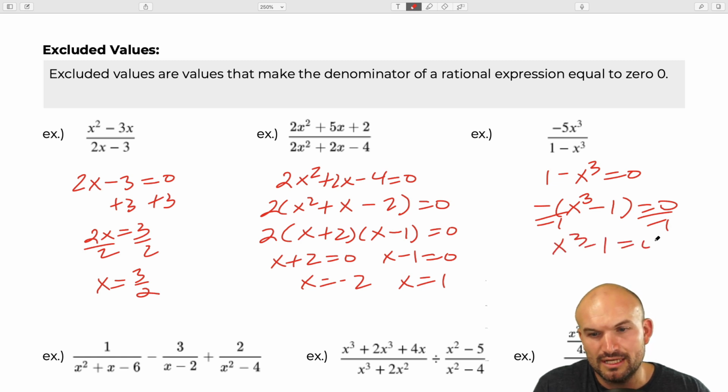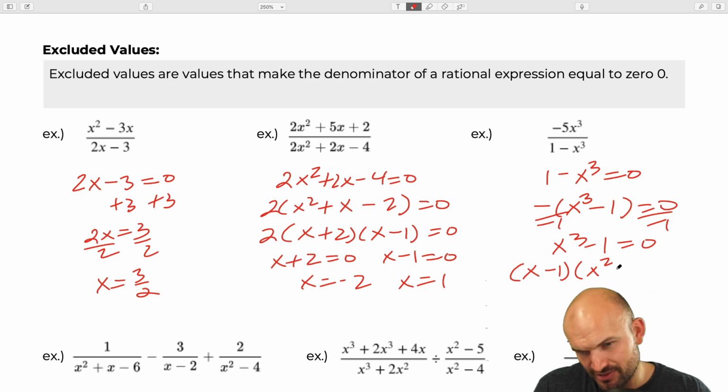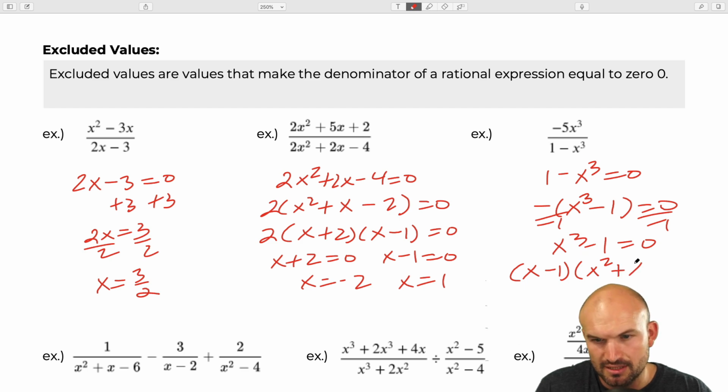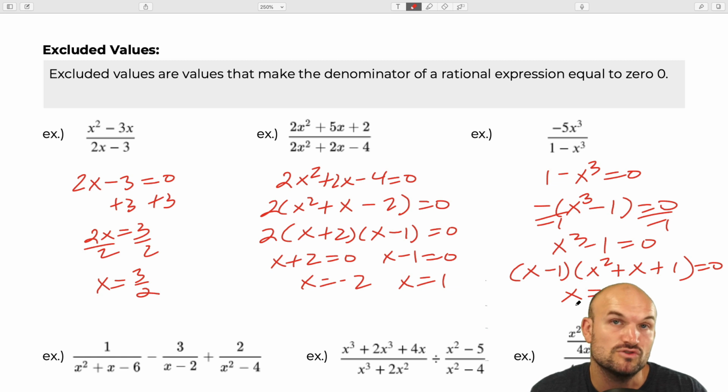So I have x cubed minus 1 equals 0. The factoring is x minus 1 times x squared plus x plus 1, and that second factor is going to give imaginary solutions. So my only solution here is going to be x equals 1.